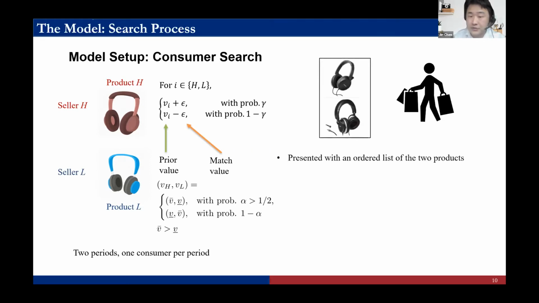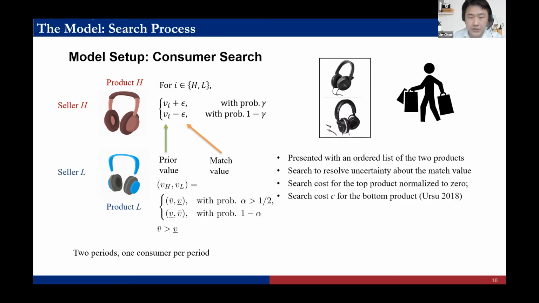Upon arrival, the consumer is presented with an ordered list of these two products. So basically, it's a ranking list. And to resolve the uncertainty about the match value, each consumer will conduct a costly sequential search. So each customer incurs a search cost for the product that she searches. After the search, she knows whether the product fits her preference or not, and thus becomes aware of her net valuation of the product. The search cost of the bottom-ranked product is c, and that of the top-ranked product is normalized to 0.